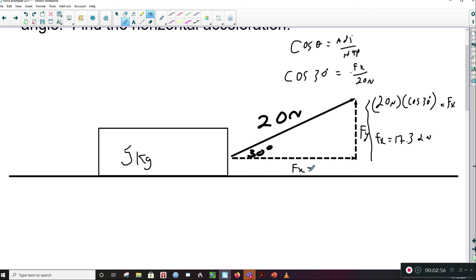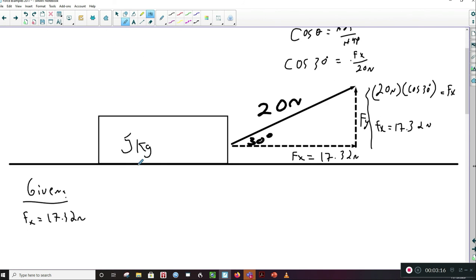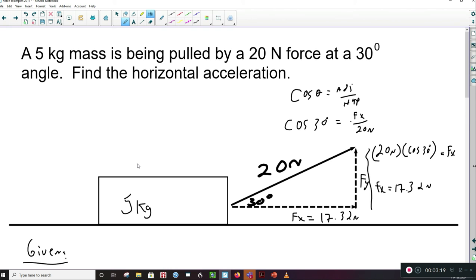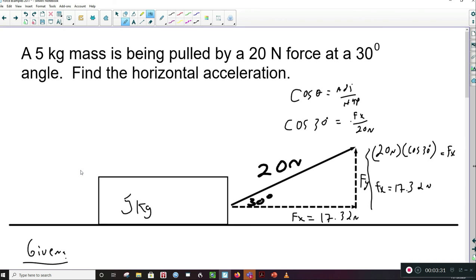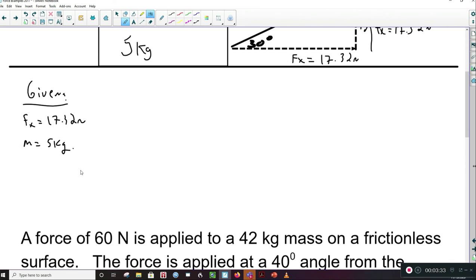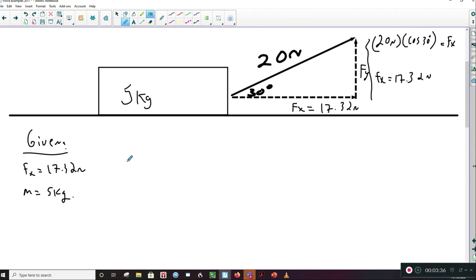Okay, so this is really my applied force here. So when I write my givens and unknowns, my F, and we could call that X if you want, is 17.32 newtons. It's the only force going in the X and Y. So that's good. What else is given? Mass is 5 kilograms. We want to find the acceleration. So that's my unknown.